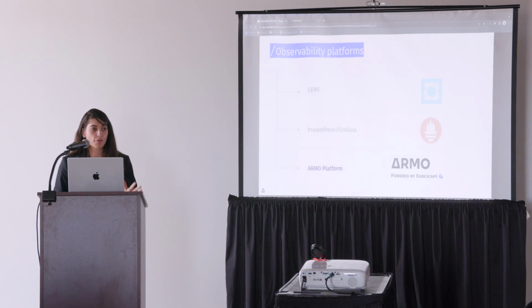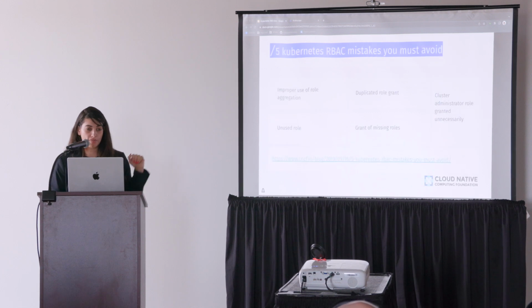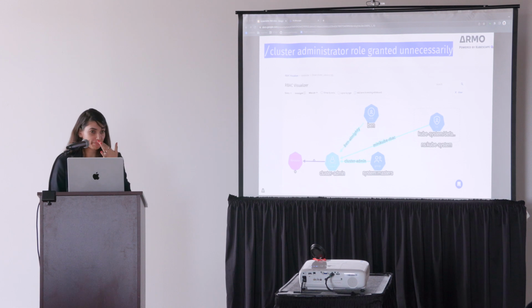Okay, so the third platform that I'm using is the ARMO platform. And I'm using it mostly for security purposes. And what I've noticed, and I went to this link of CNCF, is the 5 Kubernetes top RBAC mistakes that we want to avoid, and how do I observe that? So we have the improper use of role aggregation, and the unused roles, and the duplicate role grant, and the grant of missing role, and the cluster administrator role granted unsuccessfully, and all that you can see right in this link. It's from CNCF, and what ARMO platform provides is taking those mistakes and making it graphically.